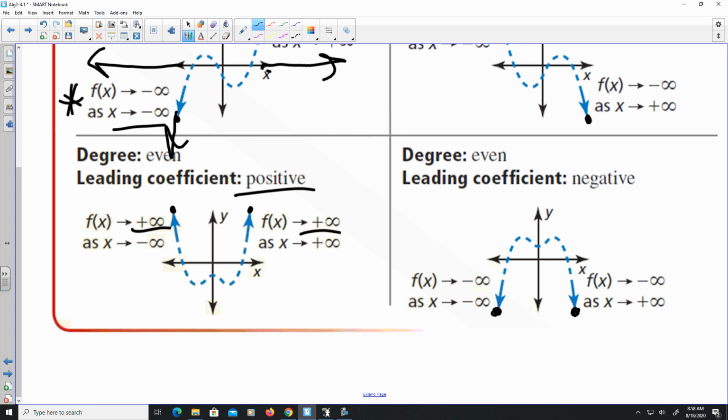So I would say make sure you reference this chart as we move forward so you have an idea of what we're supposed to look at when it comes to end behavior.